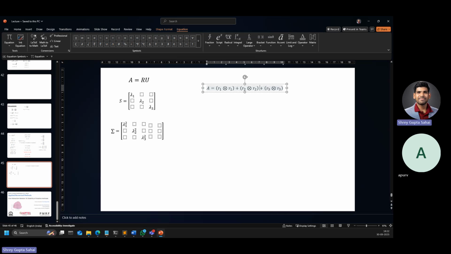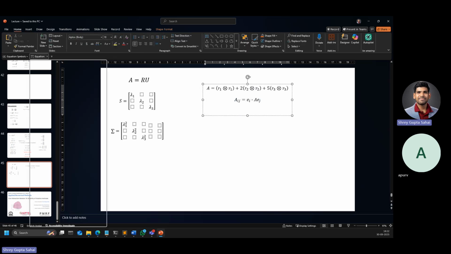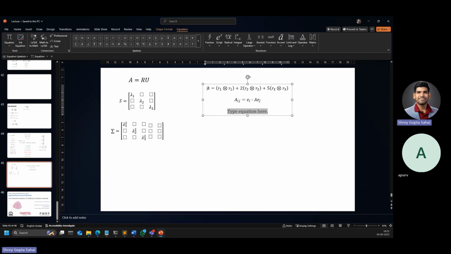Okay, just for some fanciness, let's have 2 and 5 there. Let's just have this also. Okay, fine. So now if I want to find Aij, then I will have to do what? Ei dot Aej. Okay, so let's do this kind of thing. If we do this, what exactly are we going to get?